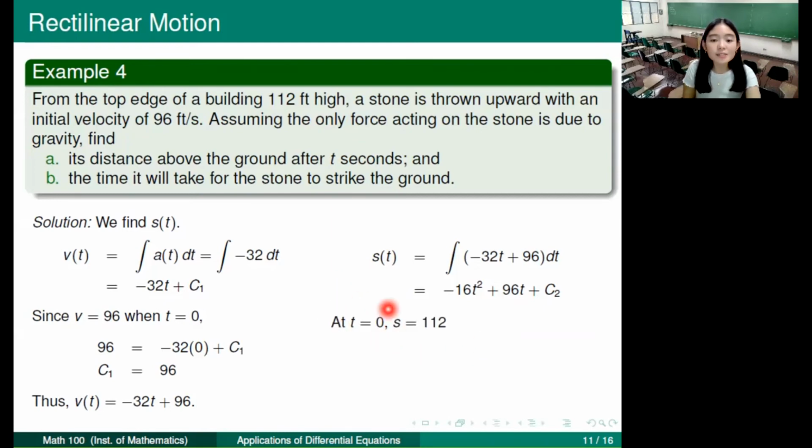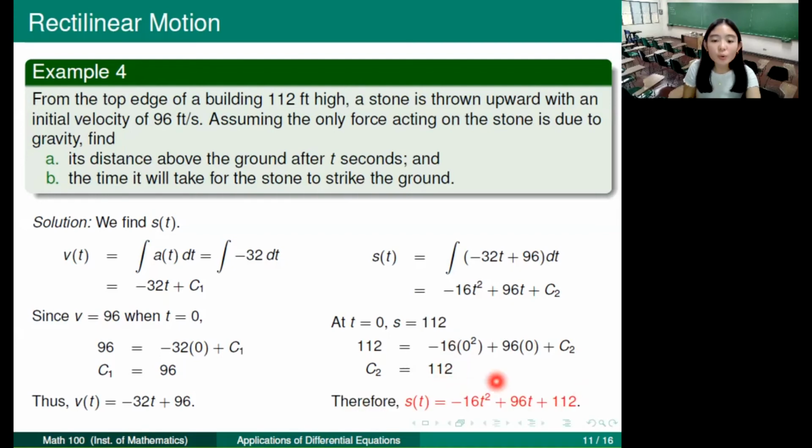At time t equals 0, yung position ng ating stone ay 112. So, substituting your S and your T, zeros lang tong T natin, yung S natin 112. What you get for C sub 2 is 112 pa din. Okay? So 112 ang ating C sub 2. And so inputting that, we have this as our S of T. Okay, so yung letter A done.